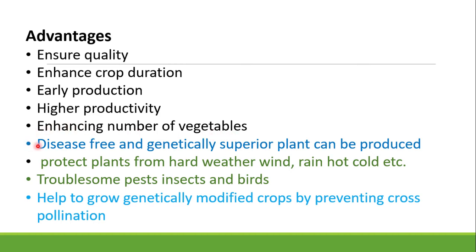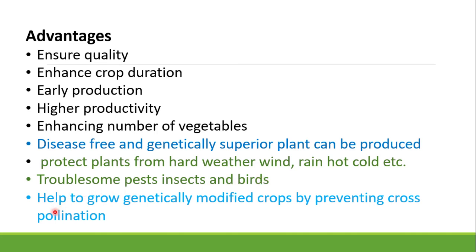These are very important ones. The main focus is on these. Disease-free and genetically superior plants can be produced inside the greenhouse. The purpose of a greenhouse is to protect the plant from harsh weather, wind, rain, hot and cold conditions, and also protect it from troublesome pests, insects and birds.